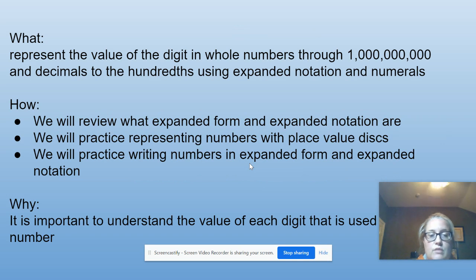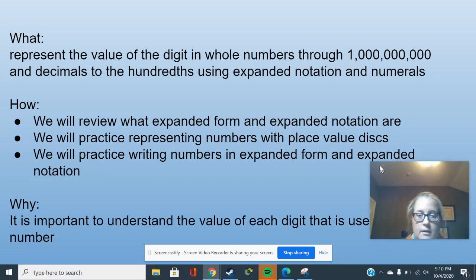Today we are going to represent the value of the digit in whole numbers through 1 billion and decimals to the hundredths using expanded notation and numerals. How are we going to do that? Well, we are going to review what expanded form and expanded notation are. We are going to practice representing numbers with place value discs, and we are going to practice writing numbers in expanded form and expanded notation.